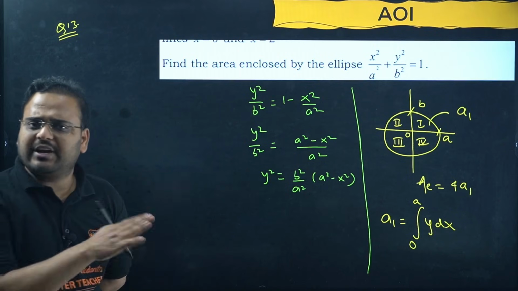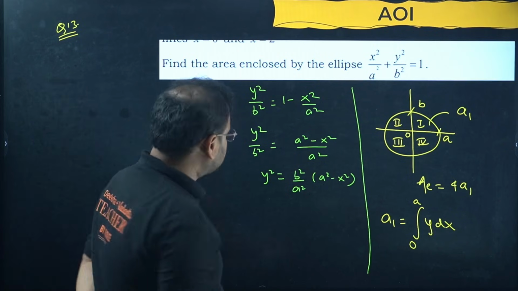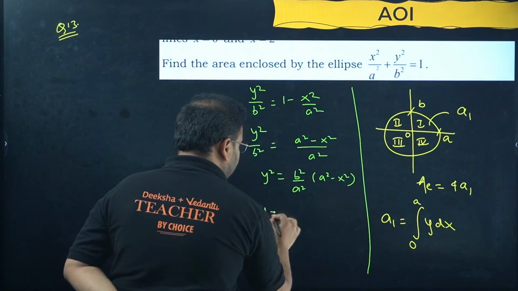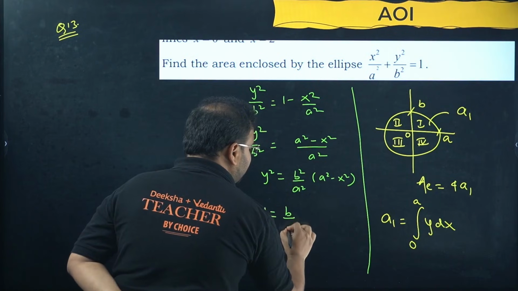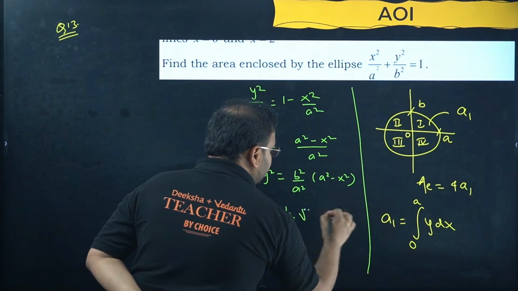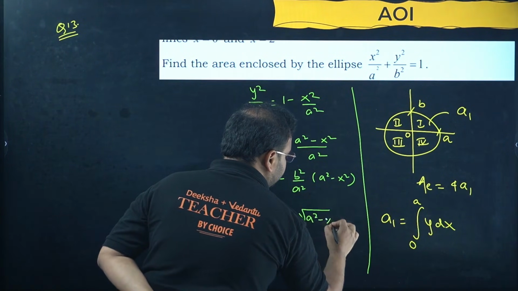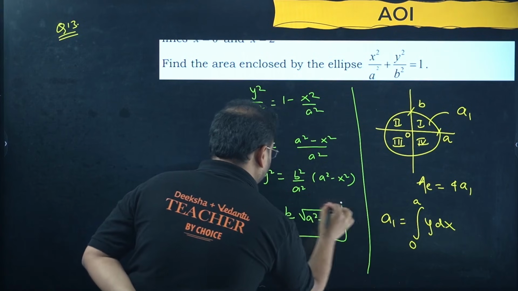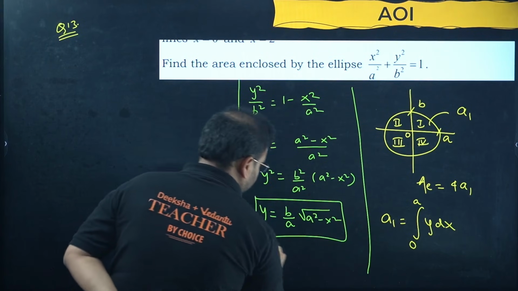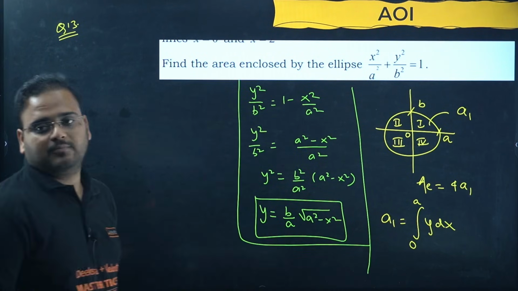What have you done, sir? Simplification, this much all of you know. Value of y, take the root now. So b square by a square will become b by a, and this is the expression of y. Makes sense.